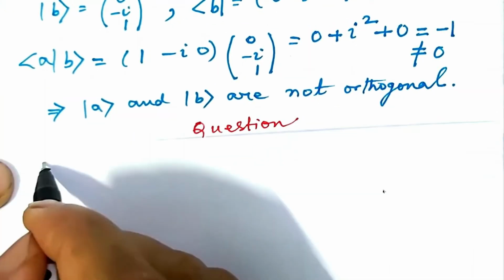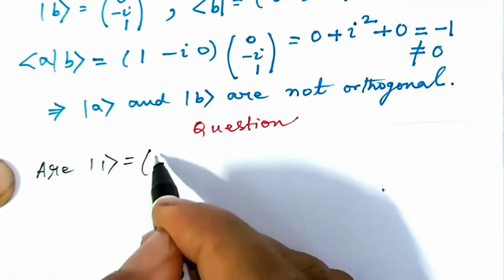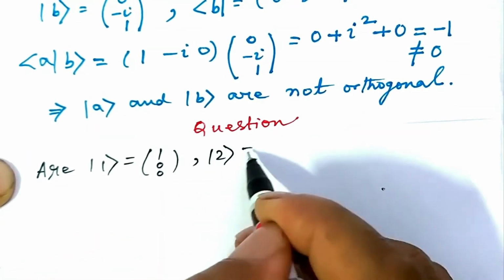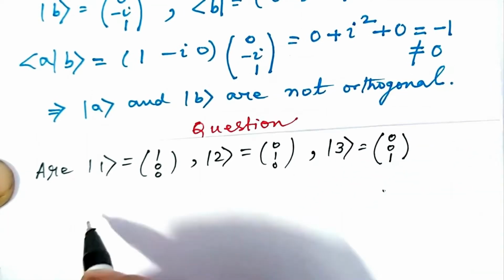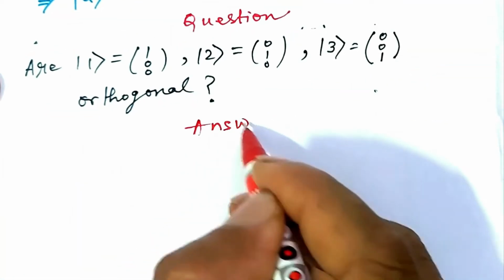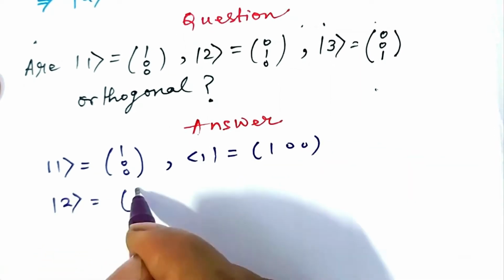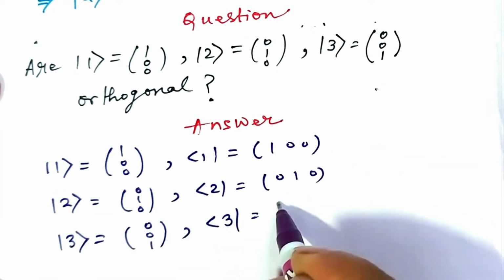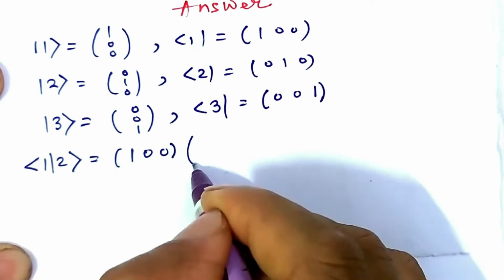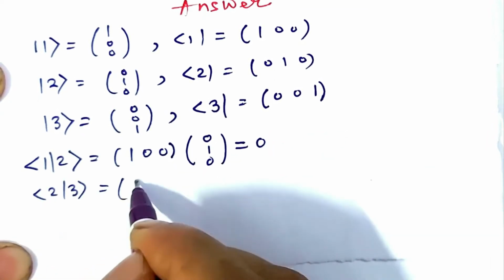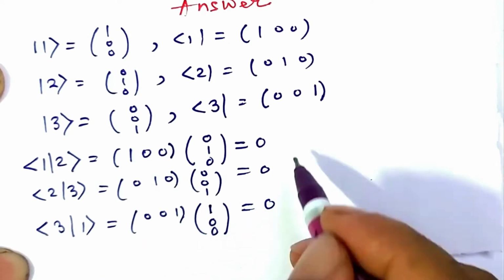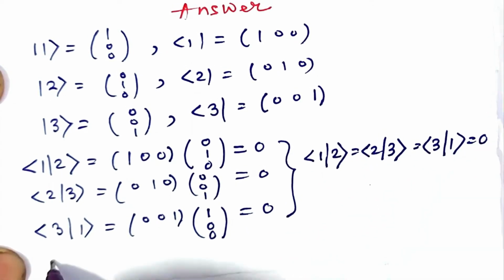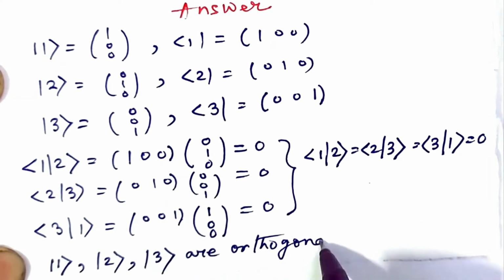Next question. Are ket 1 equal to 1, 0, 0, ket 2 equal to 0, 1, 0 and ket 3 equal to 0, 0, 1 orthogonal? Answer. Finding bra 1, bra 2 and bra 3, we find that bra 1 ket 2 equal to 0, bra 2 ket 3 equal to 0, bra 3 ket 1 equal to 0. So ket 1, ket 2, ket 3 are all orthogonal.